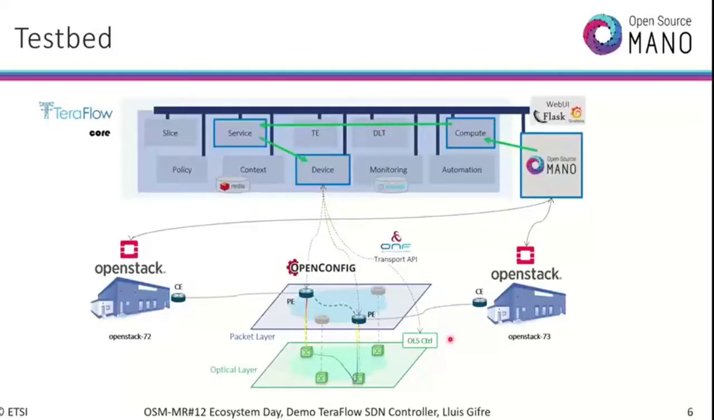The workflow that we will show when we deploy the network service will be that the open source MANO will first issue the connectivity request towards the compute module, and then the compute module will delegate to the service component for computing the path along the network. And finally, the service component will create the appropriate configuration rules for the devices, and the device component will implement these configuration rules in the different components.